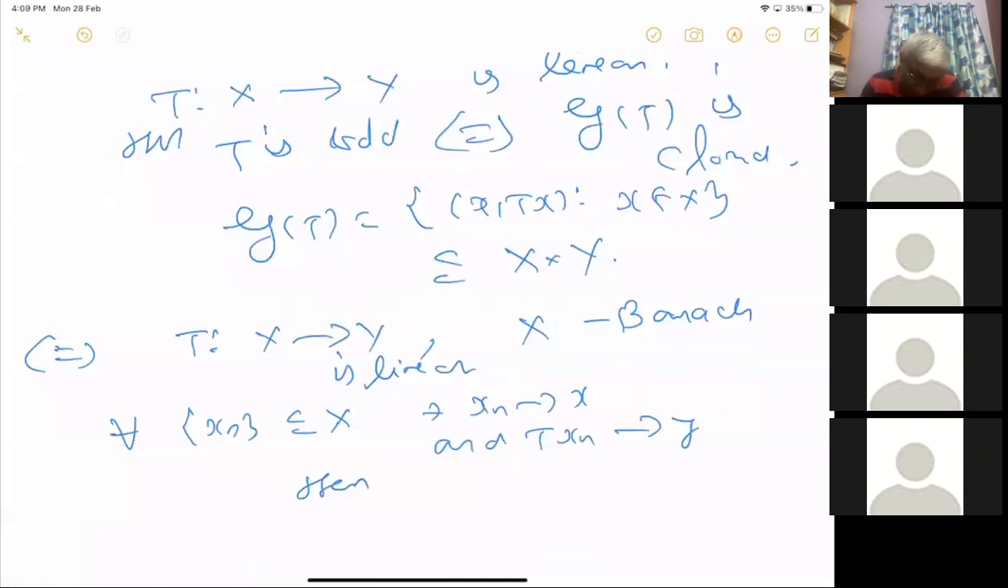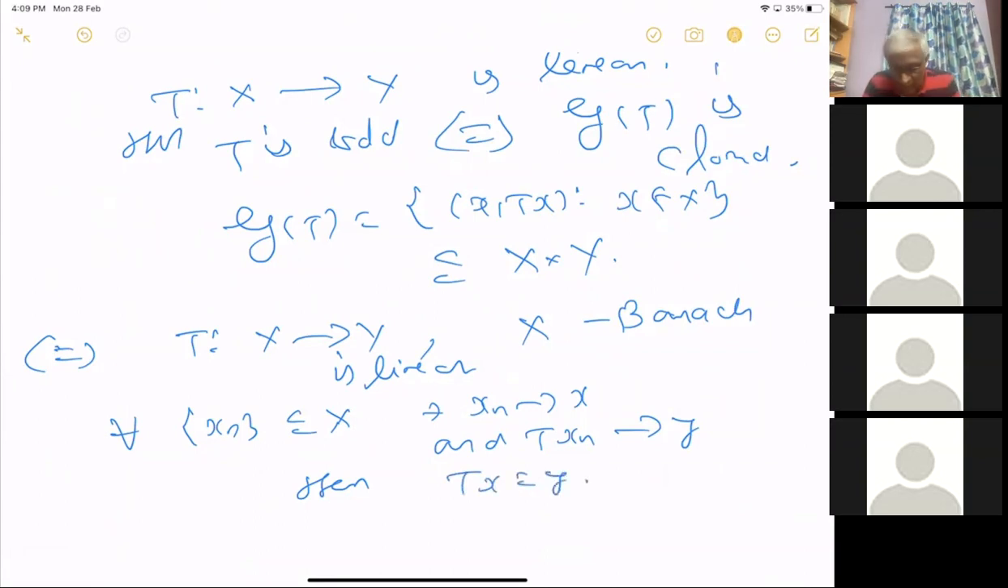Graph is closed means that if xn converges and (xn, Txn) converges to some limit (x, y) in the graph, then it is closed means this y has to be equal to Tx. That's what it means, right? So then T of x equals y.